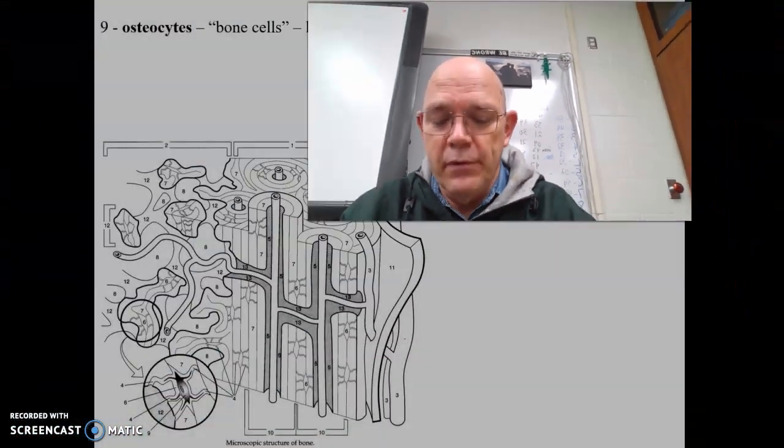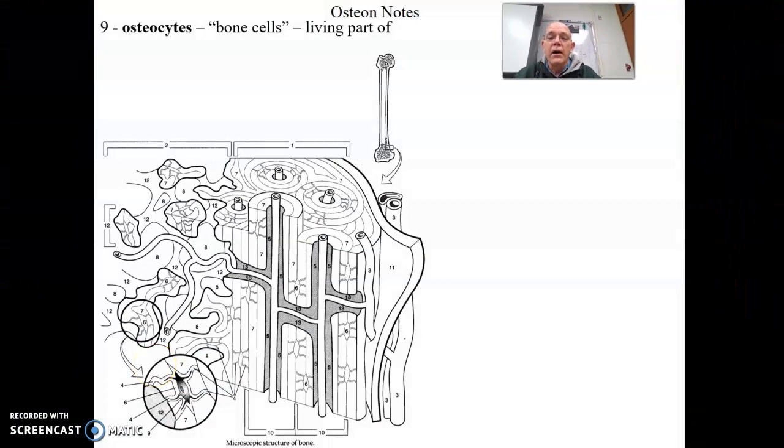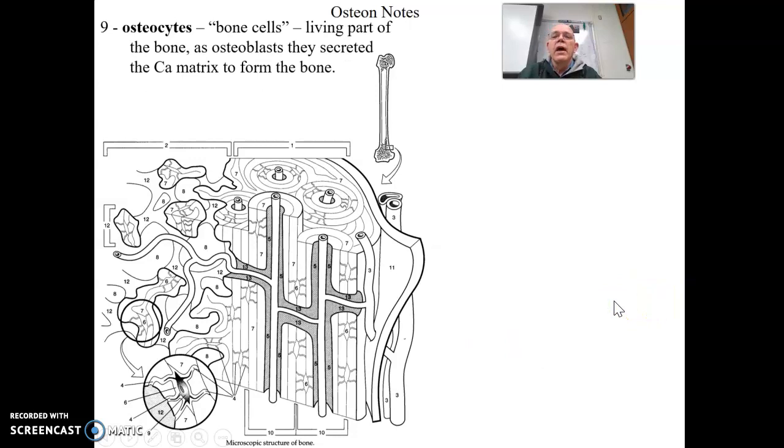Okay, and they secrete the matrix, which actually makes the hard part of your bone that we normally think about when we talk about bone. So, bone cells are the living part. Hang on, let me find my cursor. There we go. All right, of the bone.